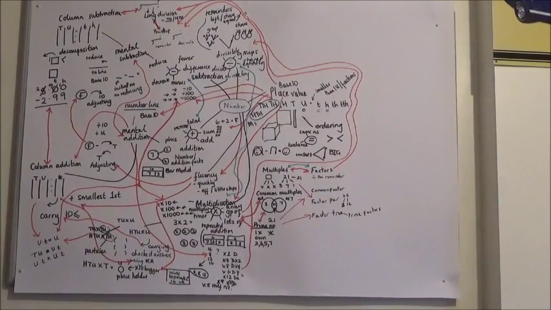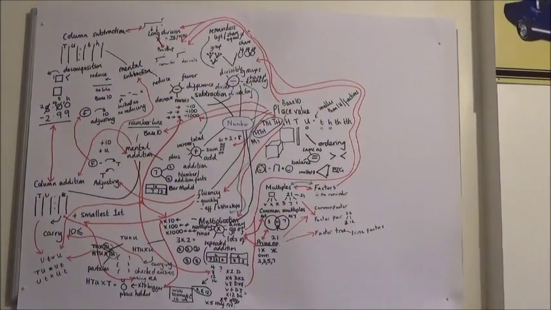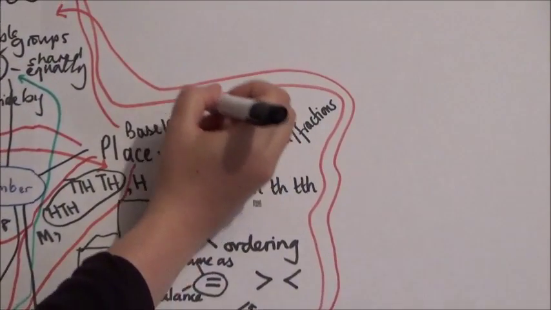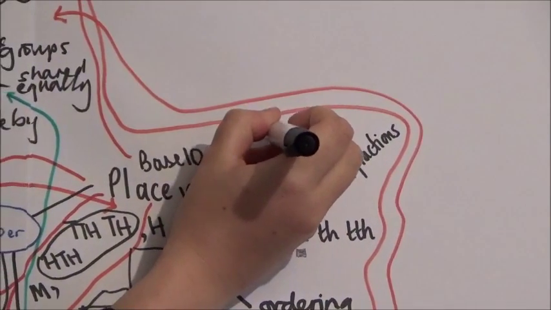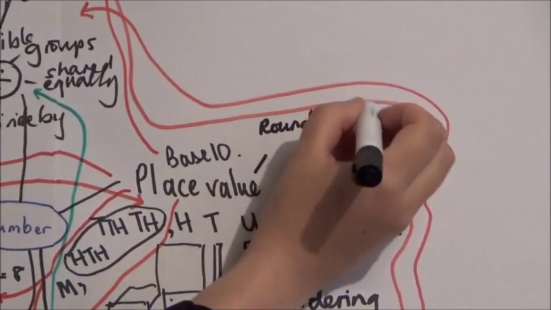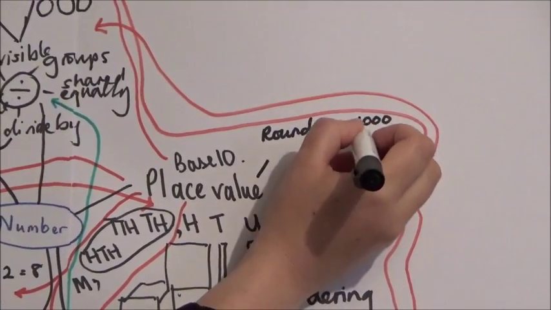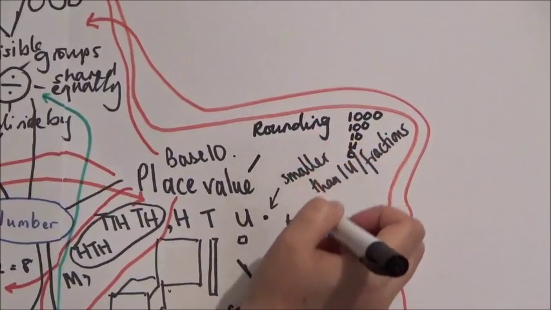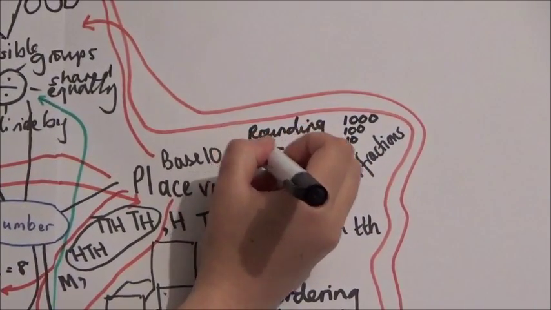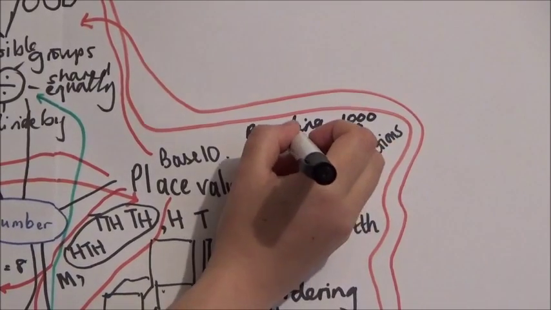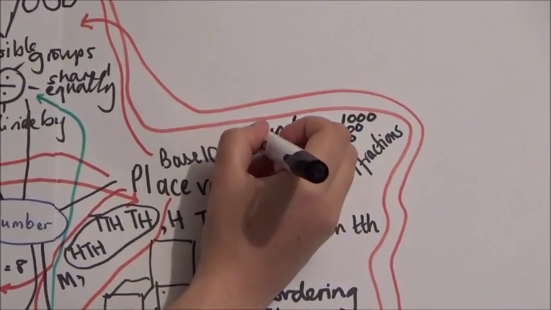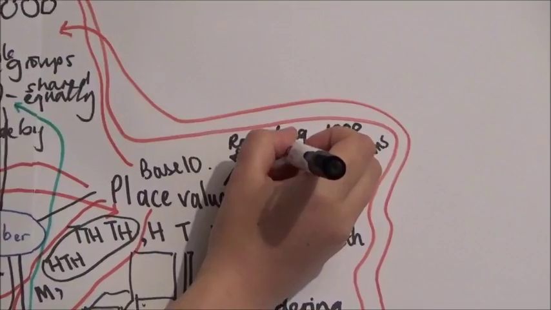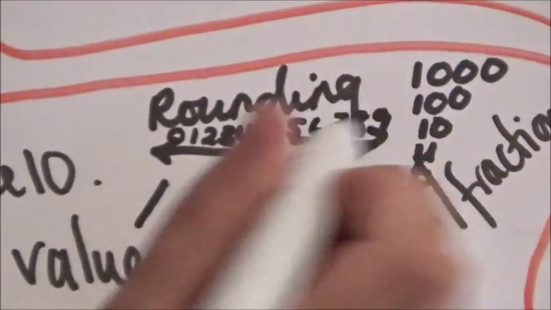So let's put our new learning onto our number mind map. We're going to go up to here to place value. I'm going to stretch and write rounding here. We round it to the nearest 1,000, 100, 10, units and tenths. We knew that we needed to use a number line to help us out. But actually the rule could say if we've got 1, 2, 3 and 4, we're going to round down. 5, 6, 7, 8 and 9, we're going to round up.